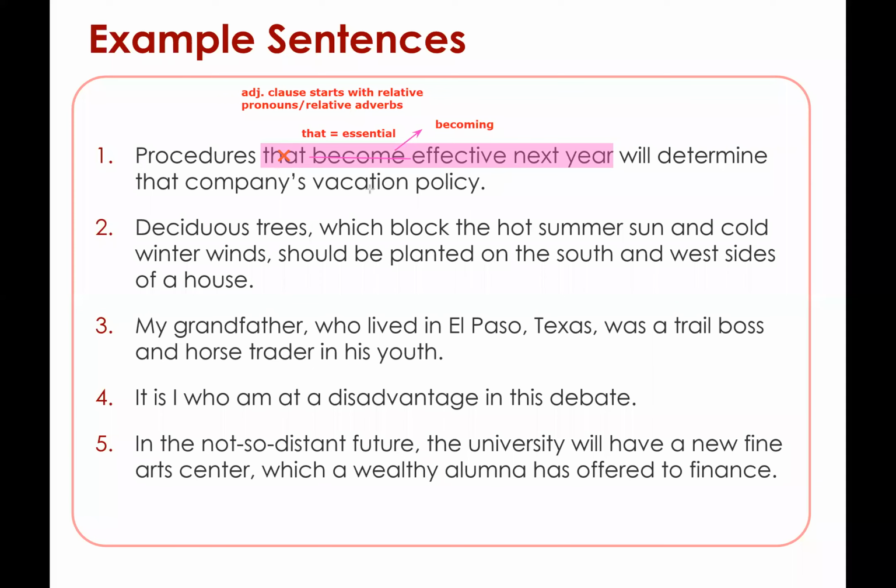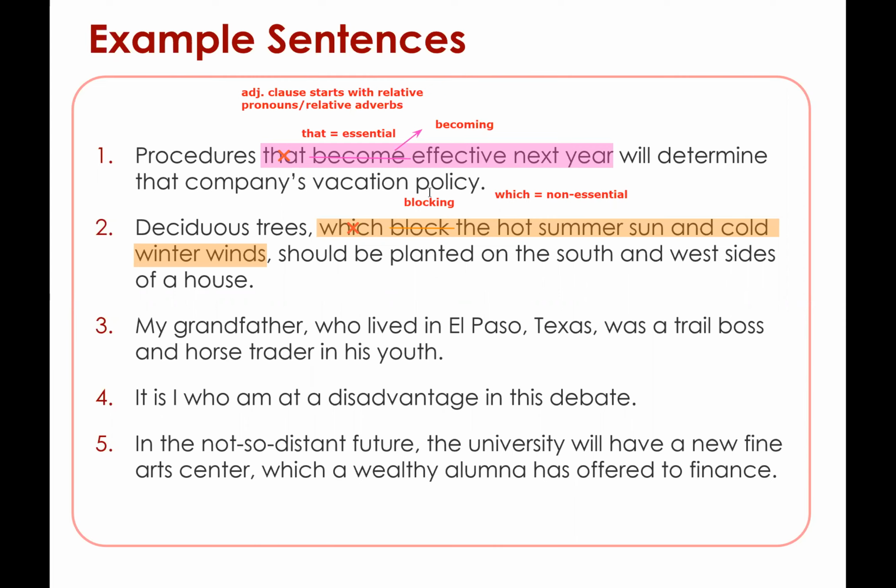Okay, and same thing with number two, except in this case, we have a non-essential adjective clause with a comma, which, right? Which is always non-essential. And of course, we cross out our subject relative pronoun, which, and block, like become, is an active voice verb. So we change it to blocking and not blocked. So deciduous trees blocking the hot summer sun and cold winter winds should be planted.